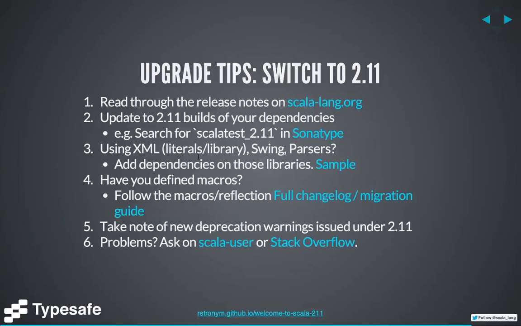And if you're an author of an open source project and you want to cross build with Scala 2.10 and 2.11, this sample also shows you how to go about this. If you're an author of macros, you should follow the migration guide that I mentioned before on the API changes to macros. And once things are compiling, you might also want to take note of new deprecations which are issued under 2.11.